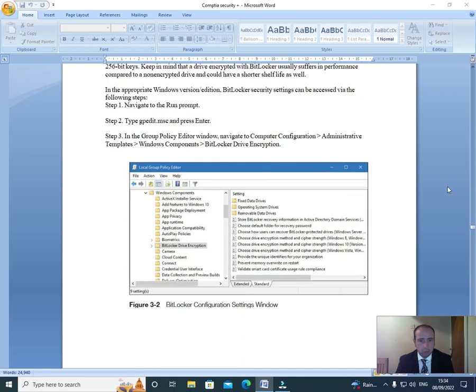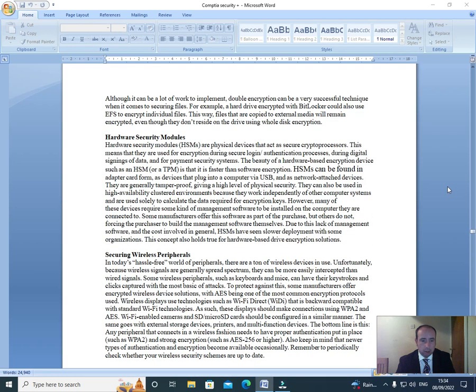In the appropriate Windows version edition, BitLocker security settings can be accessed via the following steps. Navigate to the run prompt, type gpedit and press enter. Step 3, in the group policy editor window, navigate to computer configuration, administrative templates, Windows components, BitLocker drive encryption.